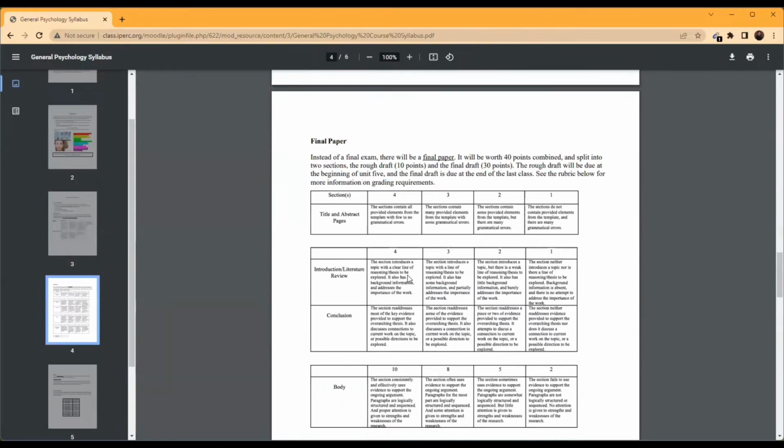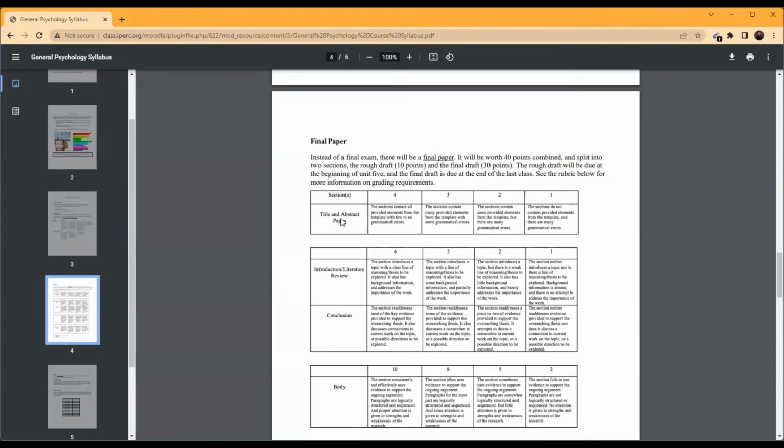In the final paper, each class has a different kind of final assessment. In this specific class, we have a final paper. Other classes might have final exams or final projects, and when we have a final paper, there usually is a rubric attached to the paper that tells you what the teacher is looking for: on the left-hand side, your sections, and then based on your performance, how many points you get for each item the teacher is looking for.